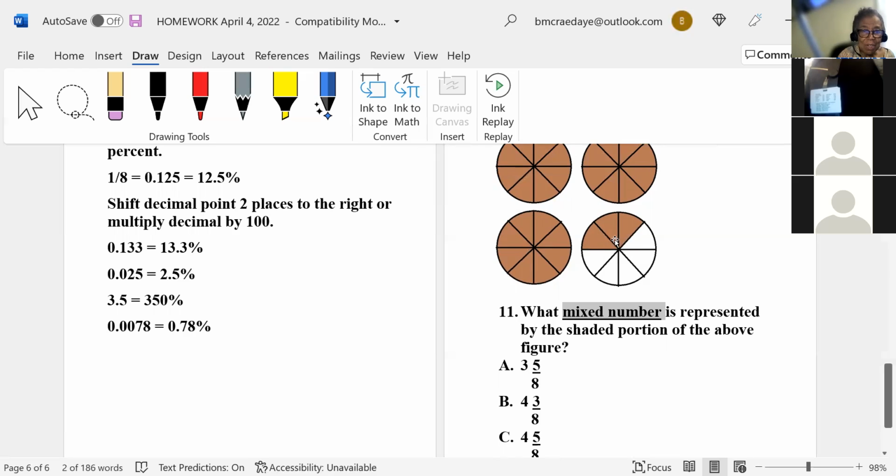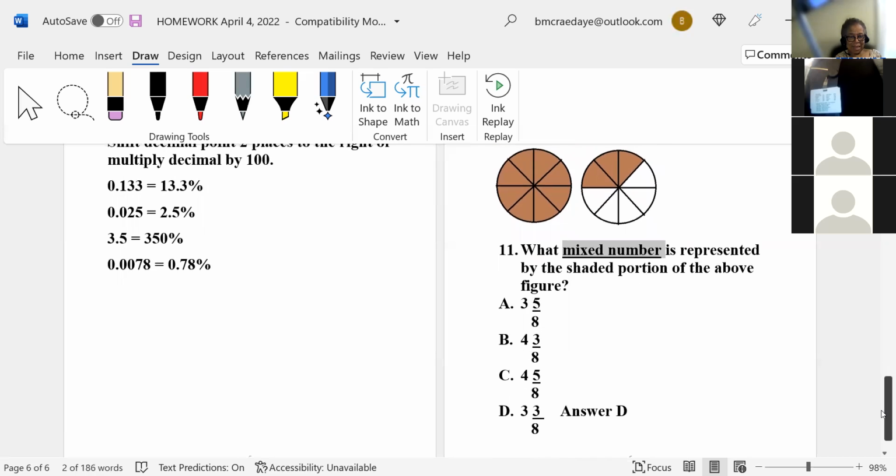And then you look at this last one. You divided it into 8 parts, and 3 parts of it are shaded. Yeah, Maureen said 3/8. That's the answer, three out of the eight.